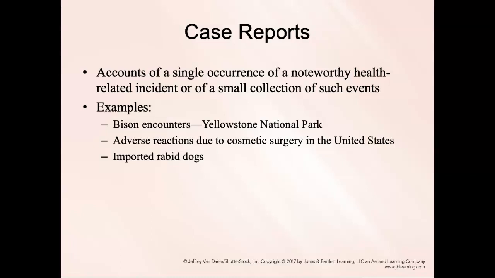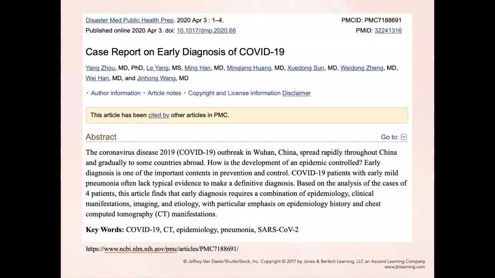Your textbook gives you some interesting examples. They talk about bison encounters in Yellowstone National Park. There's also the example of adverse reactions due to cosmetic surgery in the US and imported rabid dogs. A little more relevant to public health, I have a screenshot here of an abstract from a case report that was published early on in the COVID-19 pandemic, and these were really important early on during the initial COVID outbreaks.